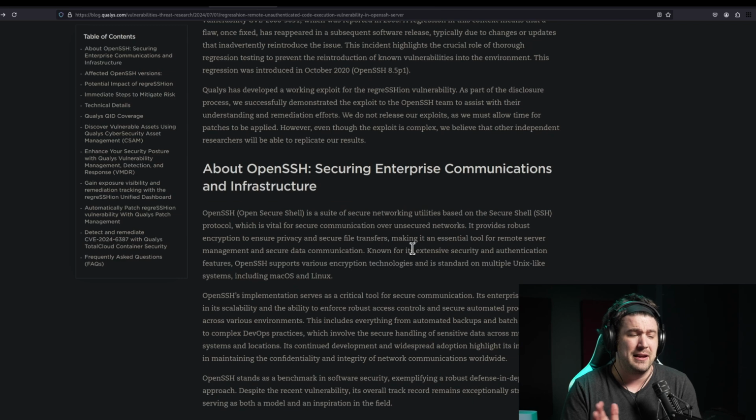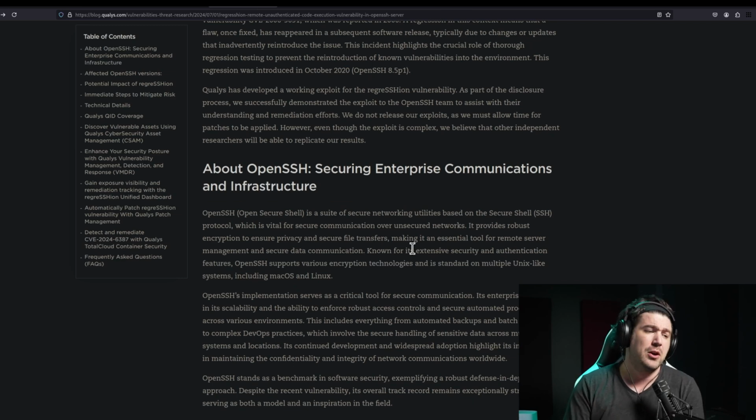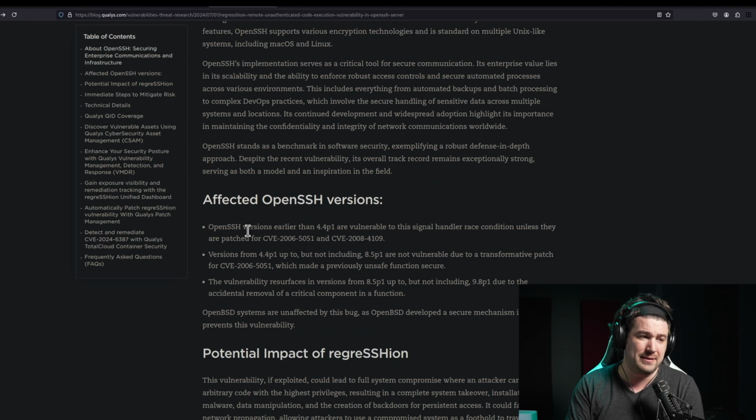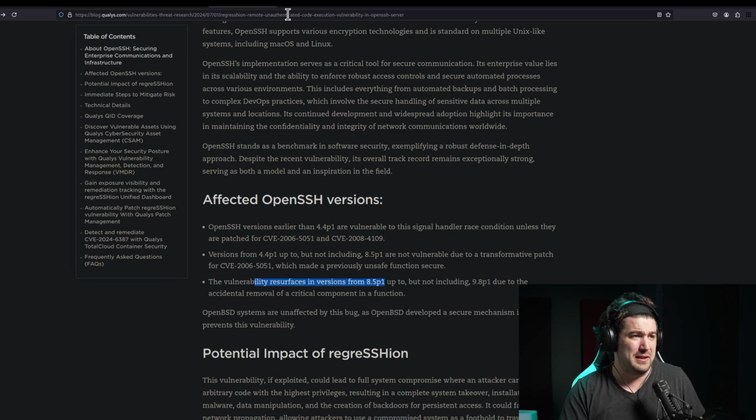Okay, so anyways, what do you need to do? What do you need to know? And then we'll get into exactly what happened. What you need to know is that versions earlier than this are vulnerable, and they're patched here. So basically, they've come out with a new one, and it was patched in 2006, like I said. This is when it was originally fixed, and then it resurfaced in this one here.